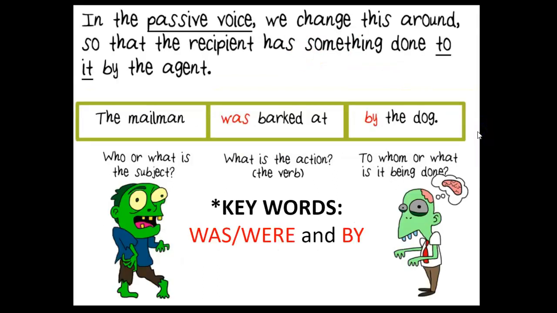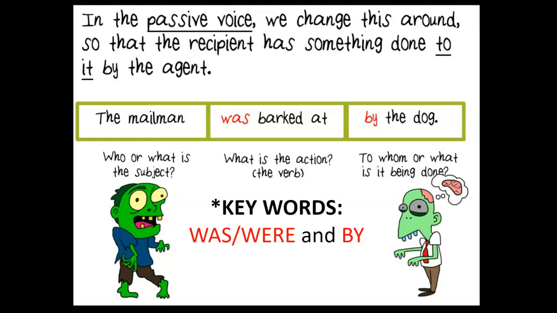Now let's switch gears and talk about passive voice for just a second. In passive voice, we switch things around so that the recipient has something done to it by the agent. That sounds complicated, but I promise it's actually very easy. The mailman was barked at by the dog. So this is like the sentence we had earlier, but it's rearranged just a little bit. Remember before, the sentence says the dog barked at the mailman, but now it says the mailman was barked at by the dog.